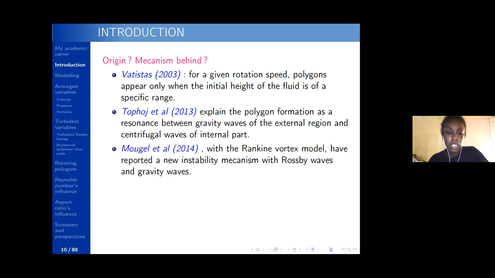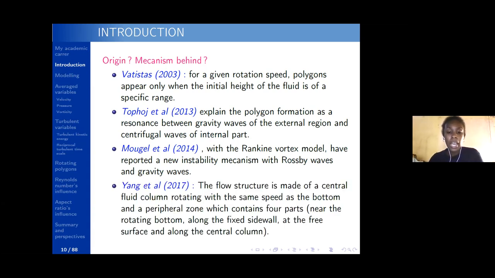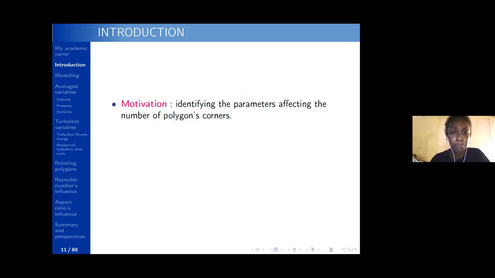In 2014, Mugel et al. reported a new instability mechanism with Rossby waves and gravity waves with the Rankine vortex model. And in 2017, Yang et al. showed that the flow structure is made of a central fluid column rotating with the same speed as the bottom and a peripheral zone which contains four parts. These works are only a few of all the research led on this subject.